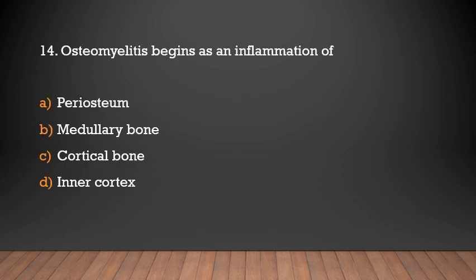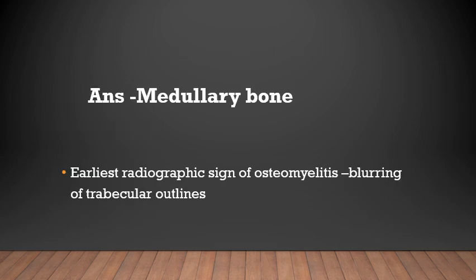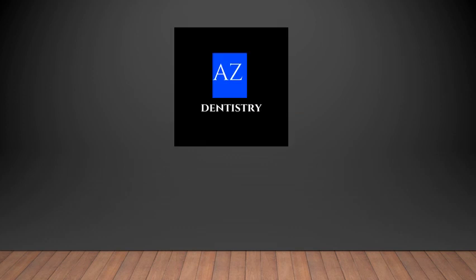Osteomyelitis begins as an inflammation of: periosteum, medullary bone, cortical bone, or inner cortex? Medullary bone. Osteomyelitis begins as an inflammation of medullary bone, and the earliest radiographic sign of osteomyelitis is blurring of the trabecular outline. It's all about the topic pulpal diseases.